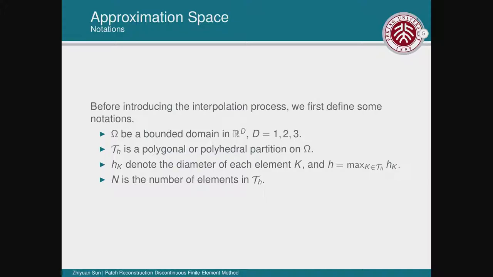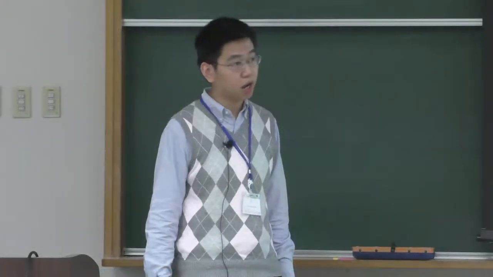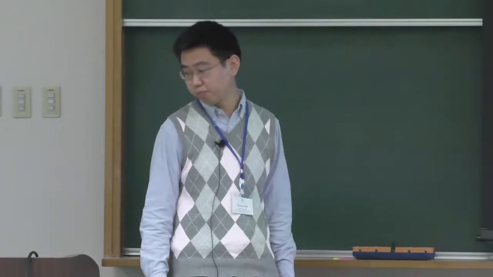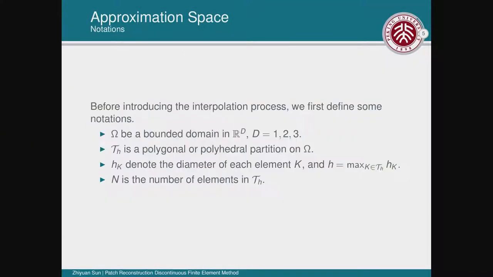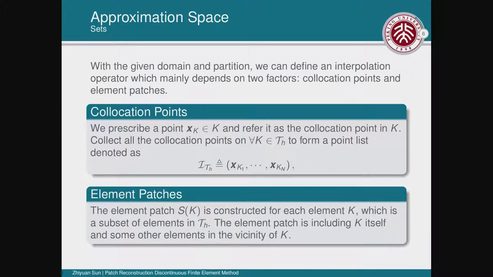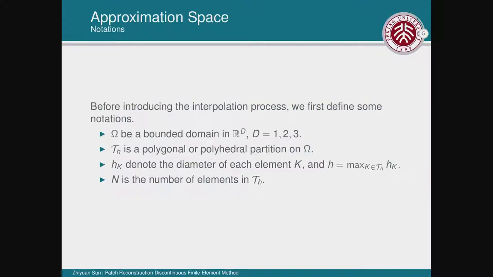Before we introduce the space, I would first like to introduce how our interpolation process is done. Before the interpolation, we need some notations. First, a bounded domain is needed. It can be in one dimension, two dimensions, or three dimensions. And a partition is demanded, and it allows polygonal and polyhedral partitions. The mesh size is h, and the number of elements is N.